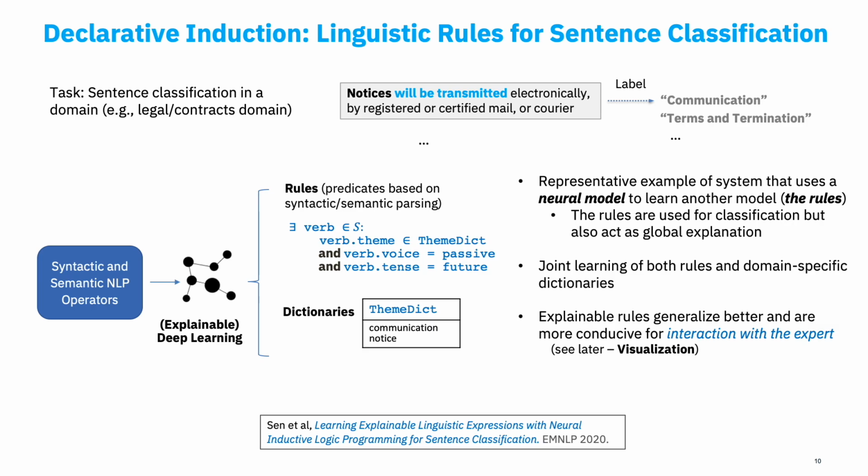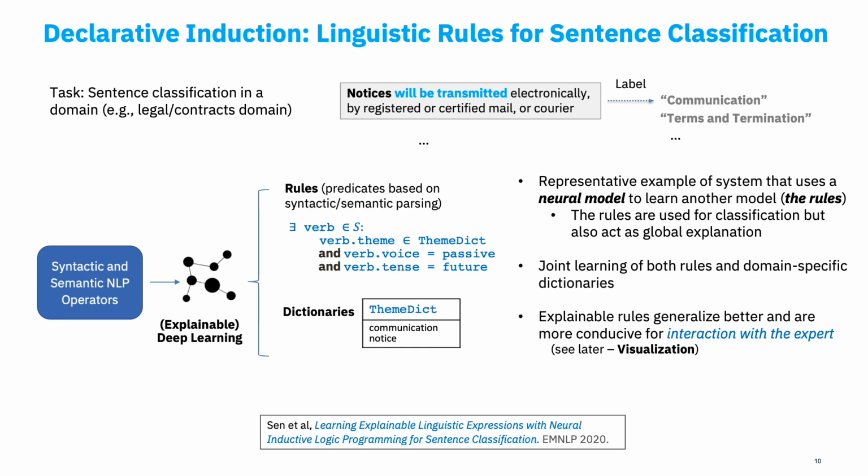The rules themselves are built based on predicates that are based, in turn, on features coming as a result of syntactic and semantic parsing on the input sentence. Furthermore, the rules can make use of domain-specific dictionaries. In this example, the rule states that there must be a verb in the input sentence whose theme must match one of the terms in the dictionary, namely communication or notice. And furthermore, the voice of the verb is passive and the tense is future. If this rule is true, then the sentence can be labeled as communication.